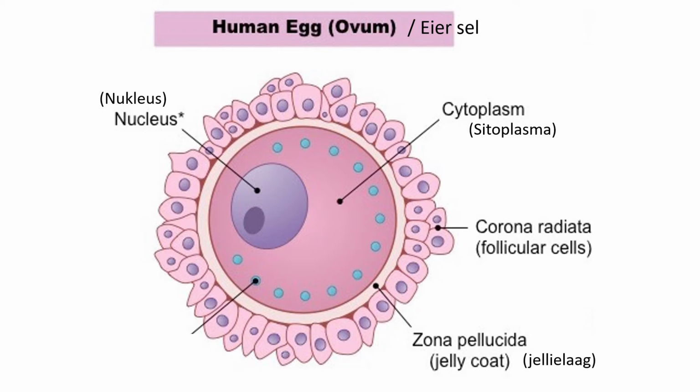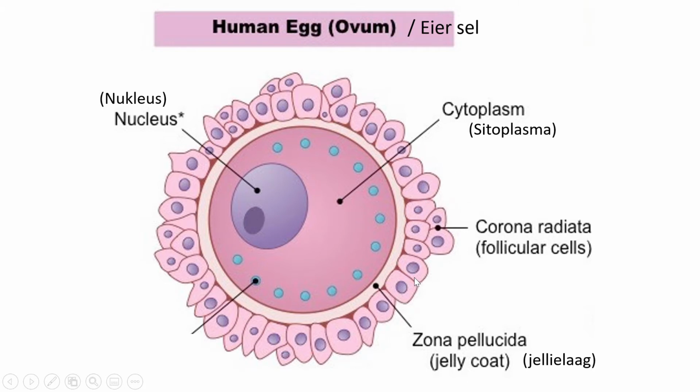And then we have the corona radiata, or just the follicular cells. So this is part of the follicle when it was developing. So usually when you draw it, guys, you actually don't have to show the corona radiata.